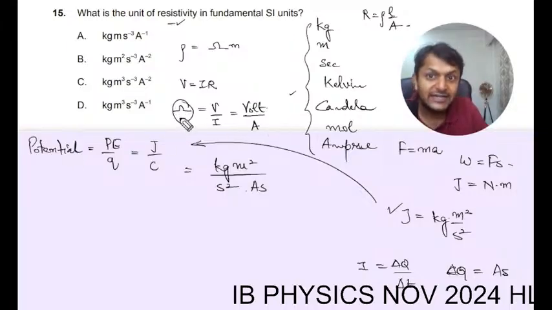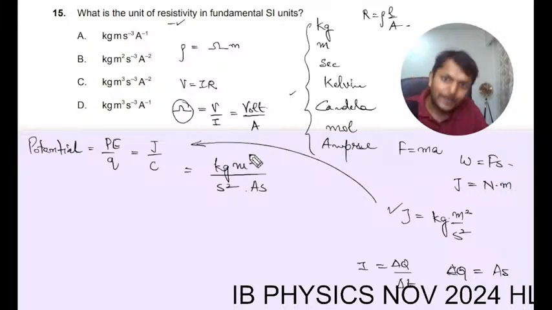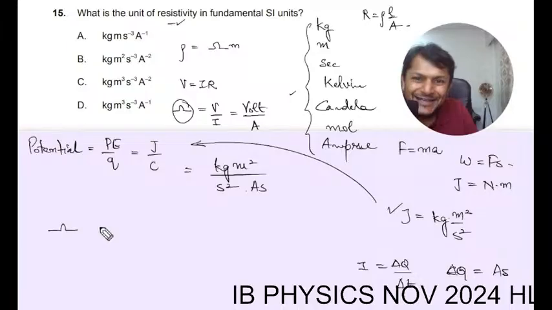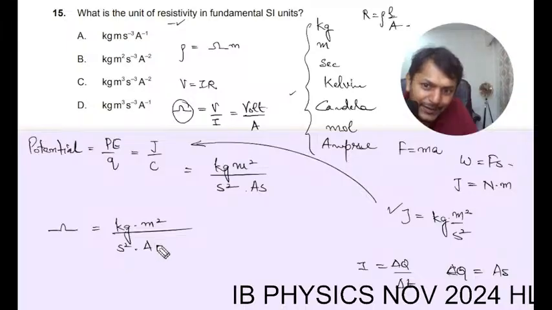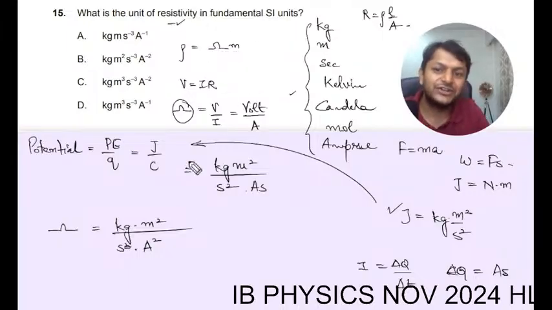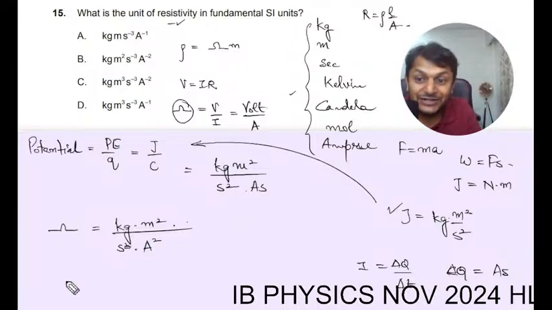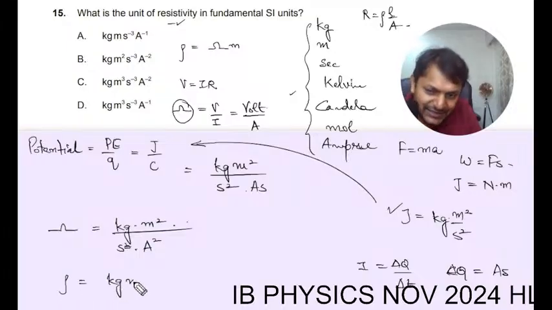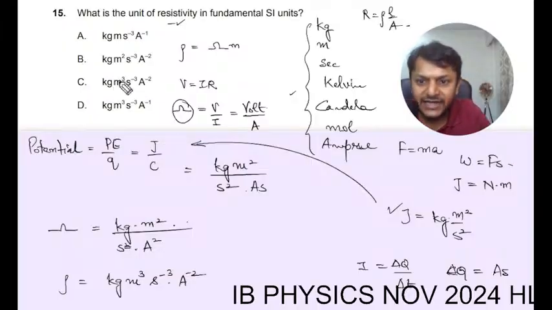So the resistance, ohm. For ohm it will be kg meter squared, second to the power minus 3, ampere to the power minus 2. Now this ohm is later multiplied by meter, so for the resistivity it is kg meter cubed, second to the power minus 3, ampere to the power minus 2. So it is kg meter cubed second minus 3 ampere minus 2.